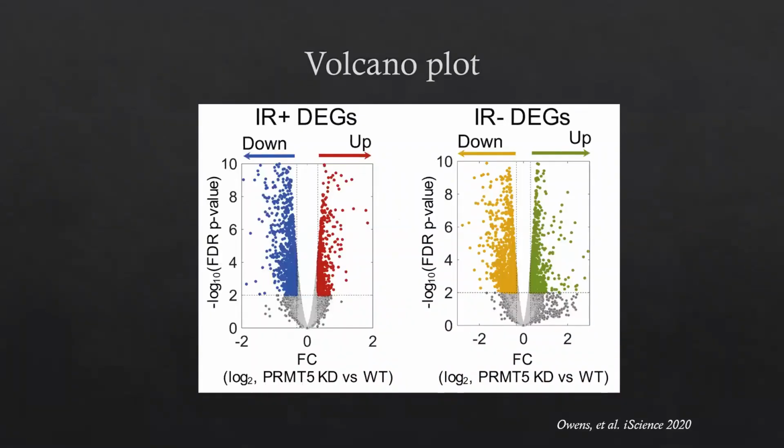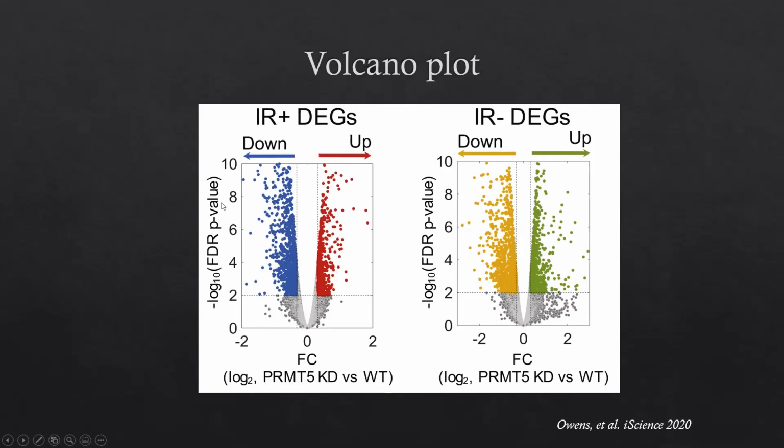This is a volcano plot. You may have seen it many times in other publications. I used one example, most recently published by iScience. We compare two conditions, PMT5 knockdown versus wild type. The x-axis of the volcano plot is the fold change in log2 scale. Positive means the gene expression is higher in PMT5 knockdown than wild type. Negative is the other way.